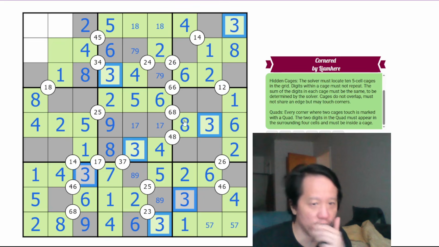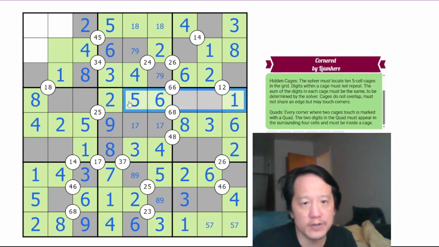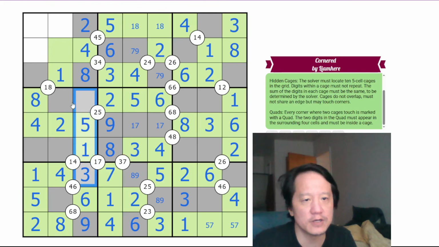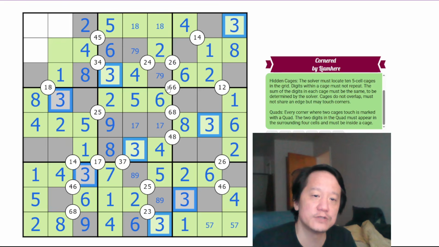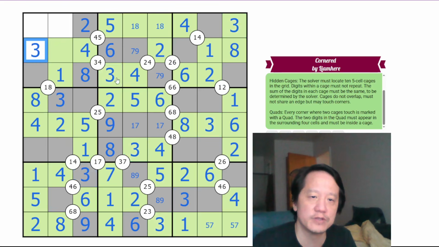Where is 3 in row 4? Can't be here because the 3 is in the boxes. Can't be here because 3 in the column, so 3 has to be there. That gives us 8 3's, so we know where the last 3 has to be. It has to be there.